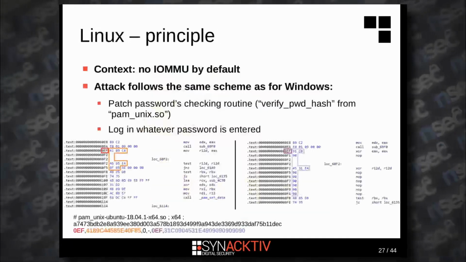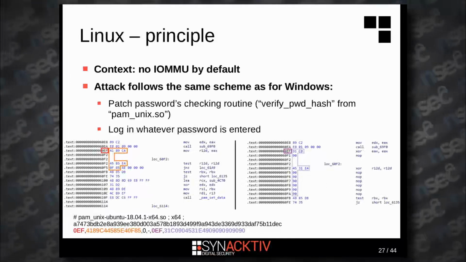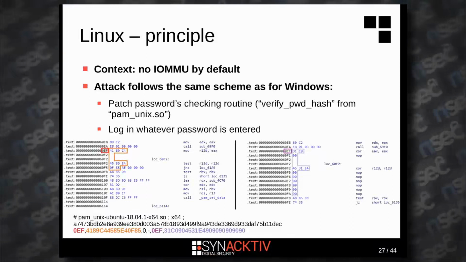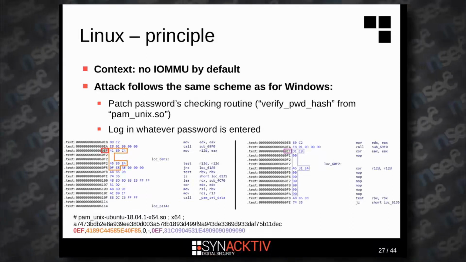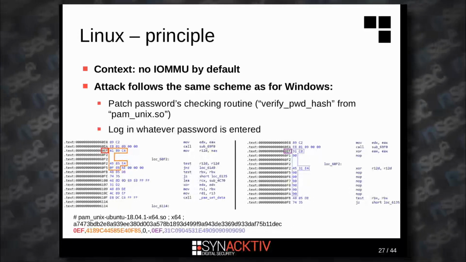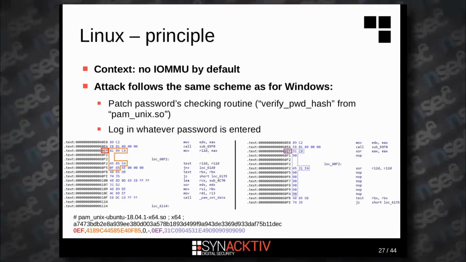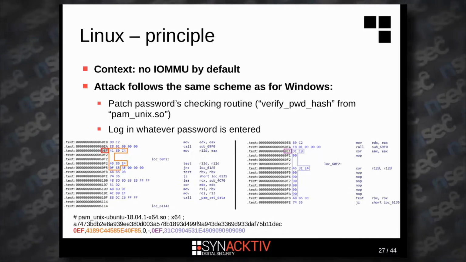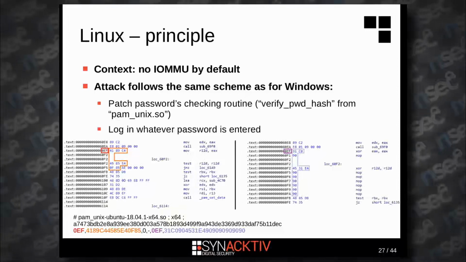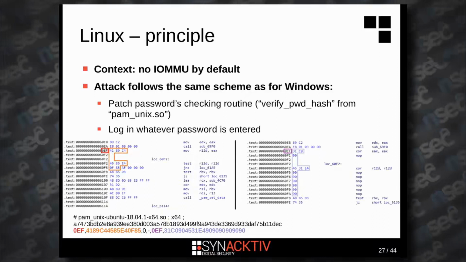On Linux, there is also no IOMMU used by default. The attack principle is exactly the same, actually. You are searching for the password unlocking routine, which is, in this case, verify_password_hash from the pam_unix.so library. Then all you have to do is to patch it. And here at the bottom of the slide, you have the signature for this specific library.